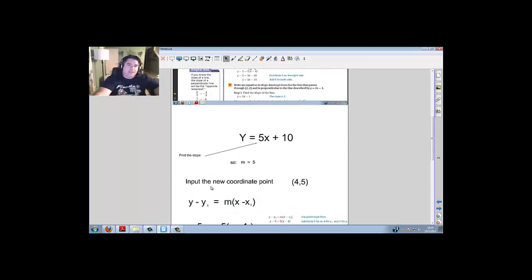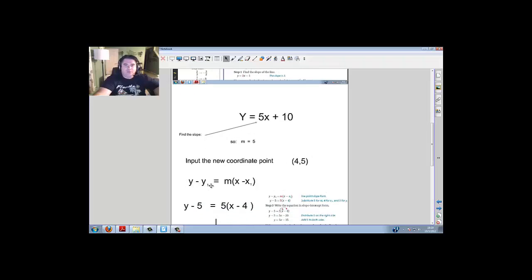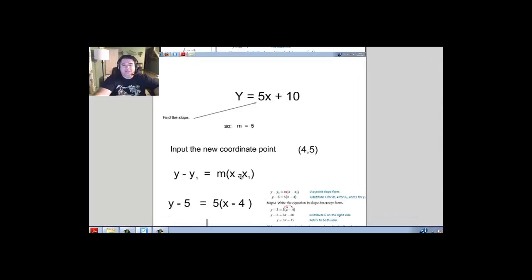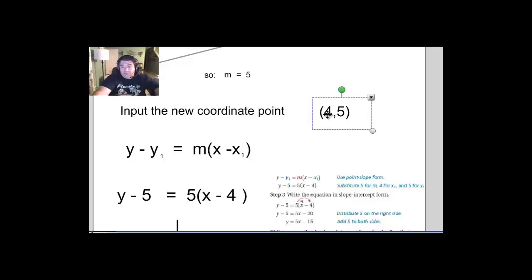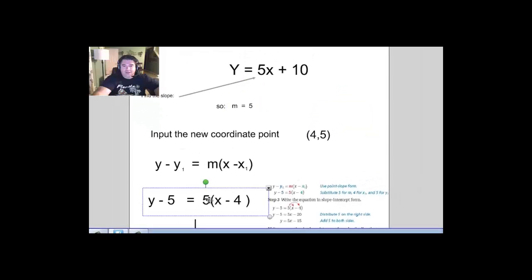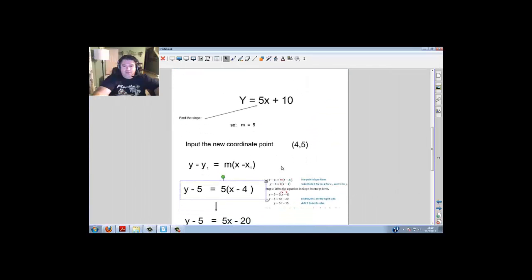All right. Input the new coordinate point, which is 4 comma 5. y minus y1 equals m times x minus x1. That's, remember, point-slope form. I'm just going to simply put in my point, which is the 4 and the 5, and add in the slope, which is the 5. And I have it here to help you as well.